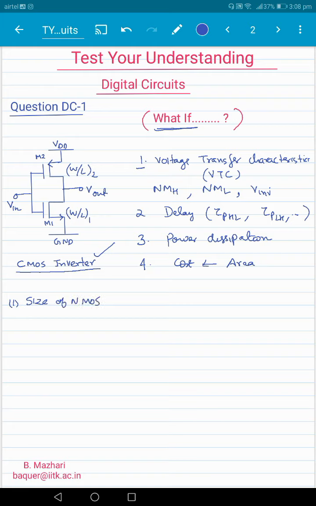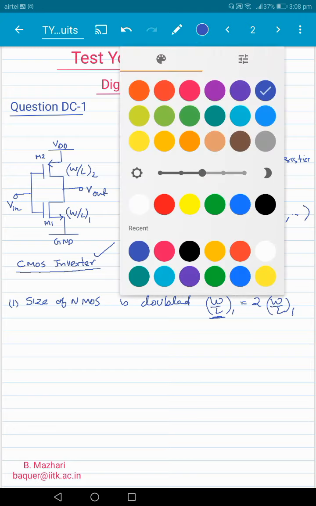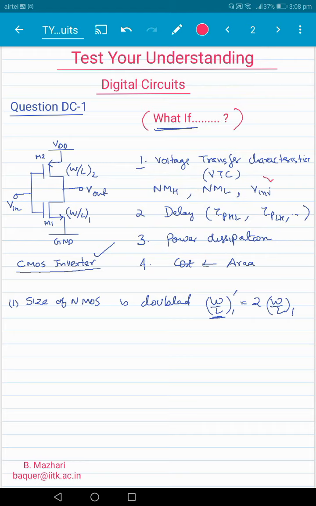Say size of NMOS is doubled, meaning that the new W by L1 dash is, let's say, twice of W by L1. Whatever is the size right now, suppose the size is doubled, right? Now what we would like to know is, well, can you tell what would be the impact on voltage transfer characteristics? What would be the impact on delay, the components of delay? What would be the impact on power dissipation? What would be the impact on area perhaps?